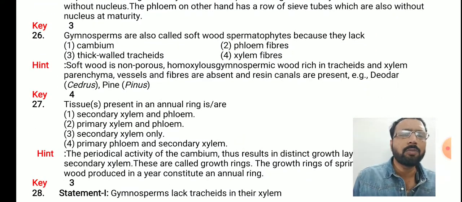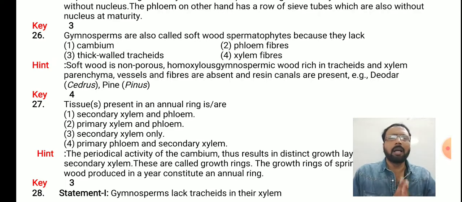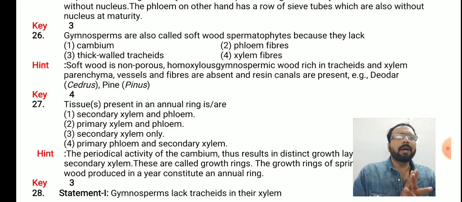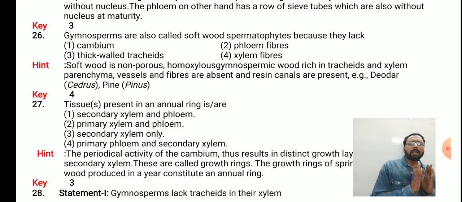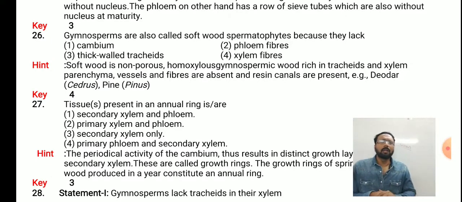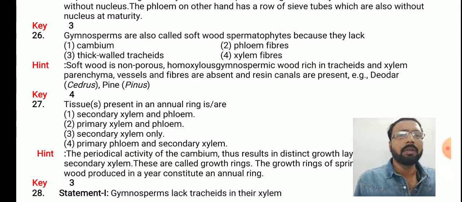Next, the 26th question. Gymnosperms are called softwood spermatophytes because they lack xylem fibers. Remember, no xylem fibers in gymnosperms. They contain tracheids in the xylem. So remember that important point.